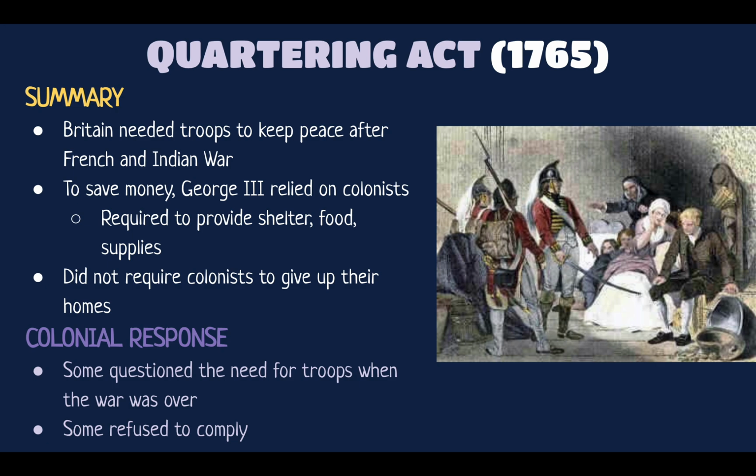The British wanted to keep some troops in the colonies after the French and Indian War to keep an eye on things, make sure that nothing boiled over, and that we didn't have a repeat of anything. Paying for those soldiers, giving them housing, shelter, and clothing, would be very expensive. So to save some money, King George decided that he would use the colonists to help. He wrote the Quartering Act, which would require colonists to provide shelter, food, and supplies for those soldiers who would be keeping an eye on things.